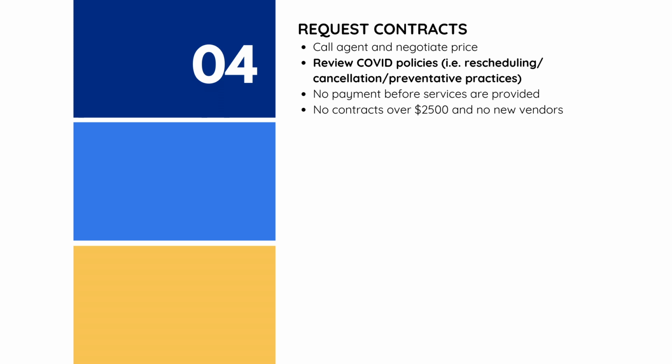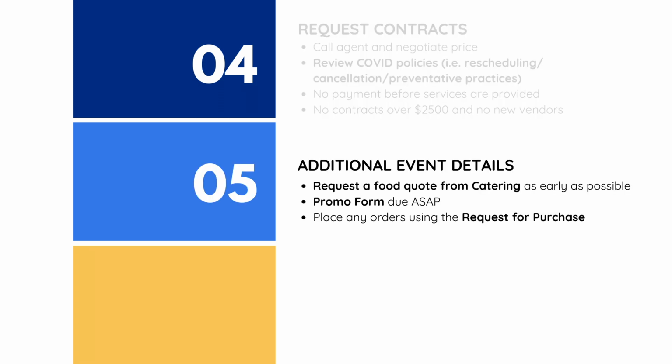New this year, we are also not accepting any contracts that are more than $2,500. These will not be approved, so work with the agent to make sure that you can stay within a budget of under $2,500. Also for this year, we are not accepting any new vendors. A full list of our approved vendors can be found on lead.worcester.edu/forms.